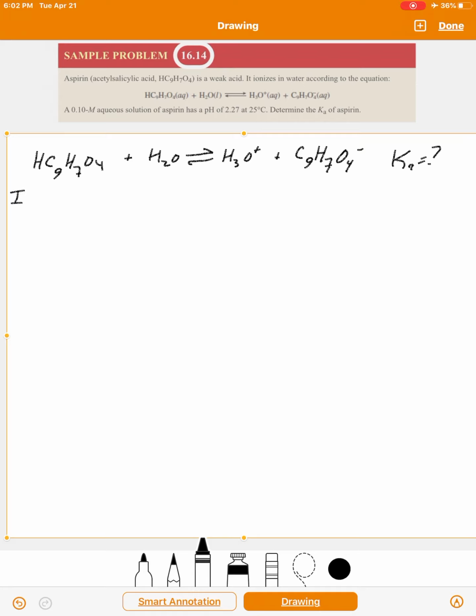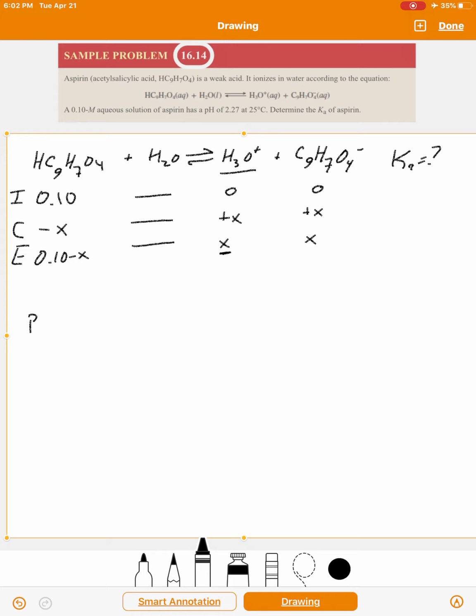The initial concentration of the aspirin is 0.10 molar. Water's a liquid, so don't worry about that. These are both 0. Again, Q is going to be 0. So minus X, plus X, the reaction goes to the right. And then at equilibrium, this would be 0.10 minus X, and this would be X and X. Hydronium at equilibrium is equal to X.